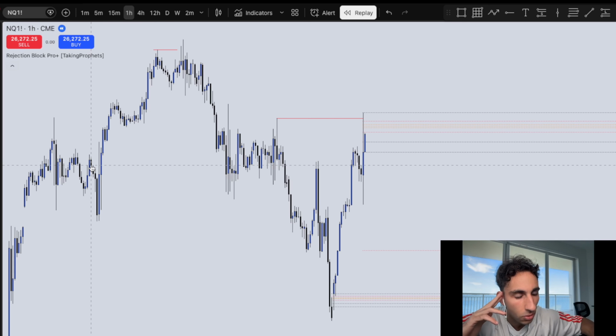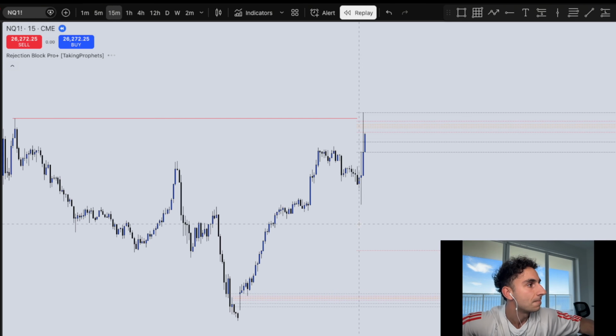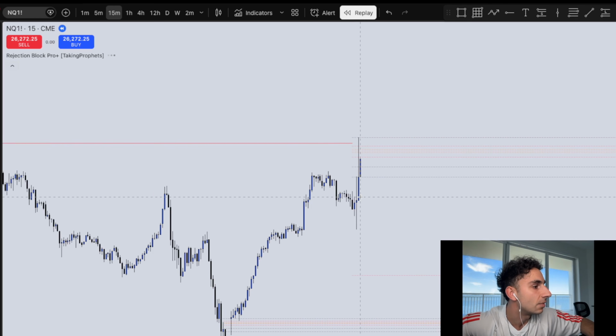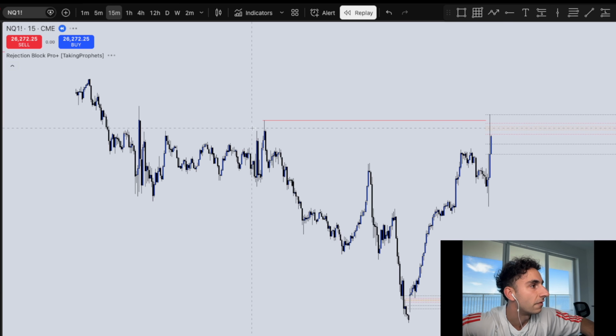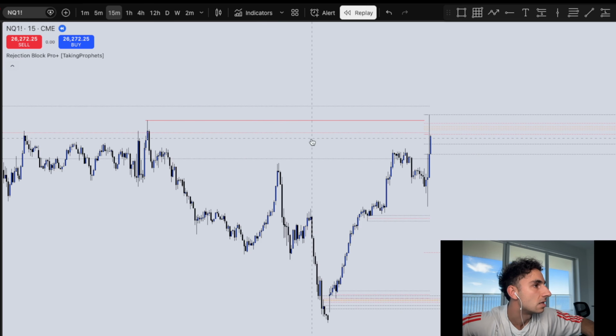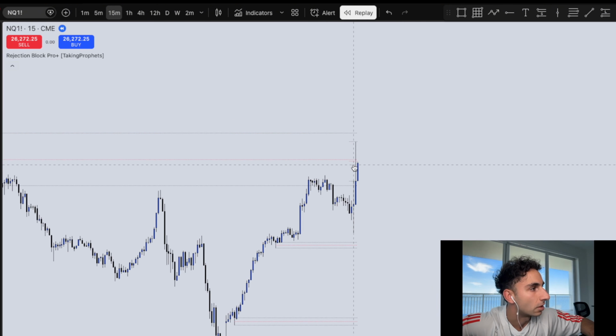And this is really how you do have to use rejection blocks. You can't really just use it as a standalone concept. You have to add it as a tool in your toolbox. That's what I'm trying to say. So as you can see, 15-minute time frame, we have the same picture. Essentially just a rejection block up here on the 15-minute, we swept this high to the left. And yeah, I mean, that's essentially it. As you can see, the indicator, as we're scaling down, does mark this rejection block for you.